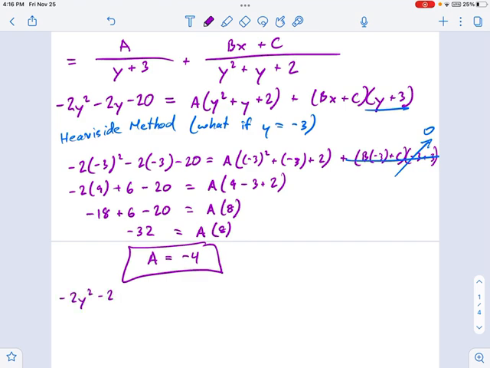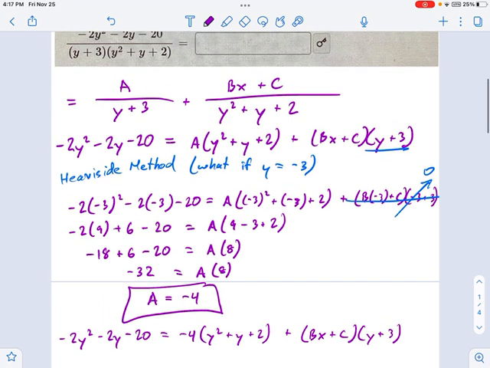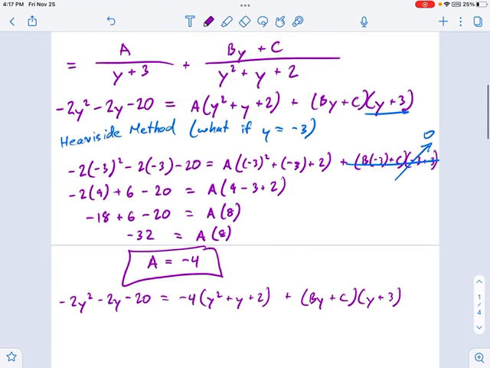Negative 2y squared minus 2y minus 20 equals negative 4 times y squared plus y plus 2 plus bx plus c times y plus 3. Okay, so how did this x get in here? Oh my gosh. You guys have probably been chuckling at me for a little while now. Okay, that's a y right there. Just noticed this now. Okay, so that's a y value.